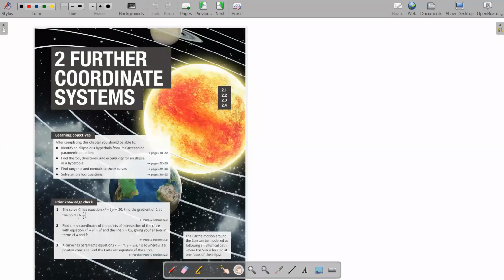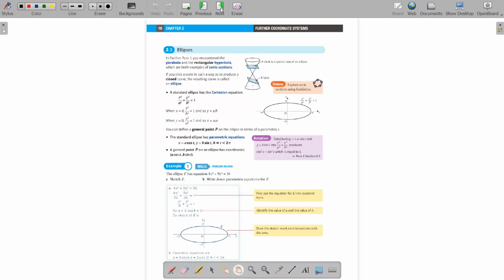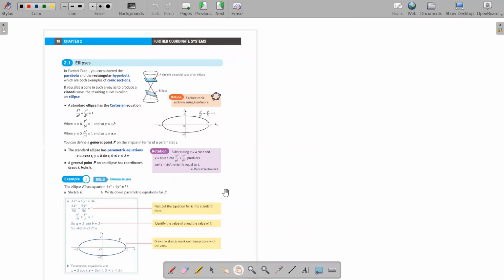Okay, so today we are going to discuss the topic further coordinate systems. First we'll write the topic, ellipses. I think previously in F1 you have discussed these coordinate systems under the shape parabola. Do you remember y square equals 4ax? Likewise, now in the F3 book we will be continuing with that.